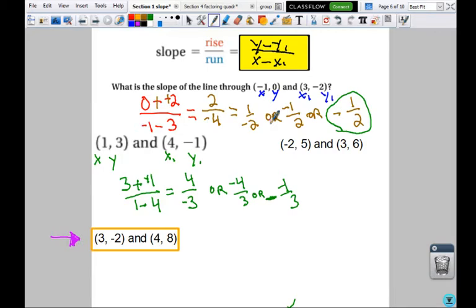Ivory, I didn't notice at first, but what's supposed to be on top of that fraction? X's or Y's? Y's. Oh, we got it flipped around. So just flip your answer. Wait, how do you simplify? You're very close. You're missing one thing.